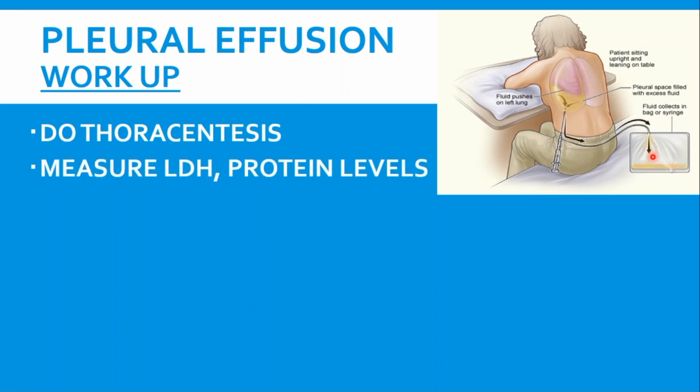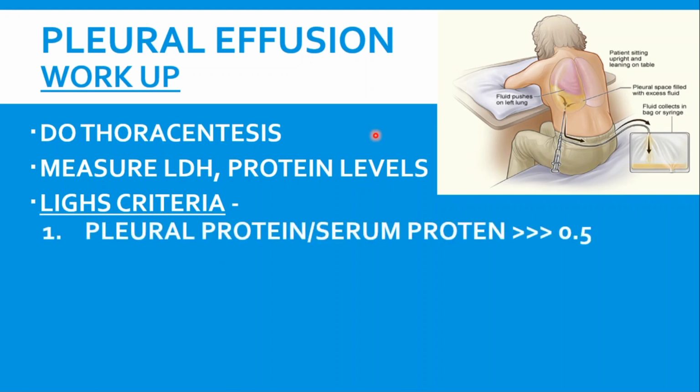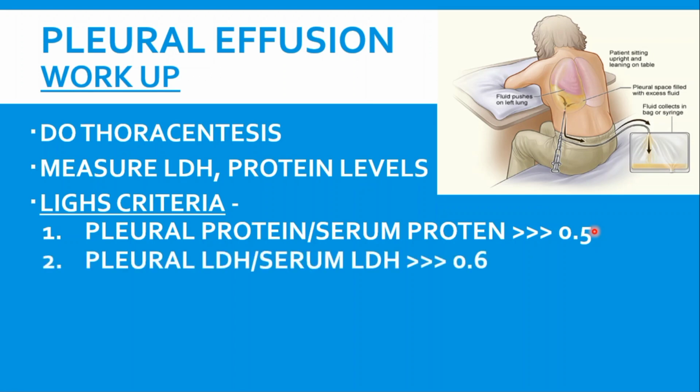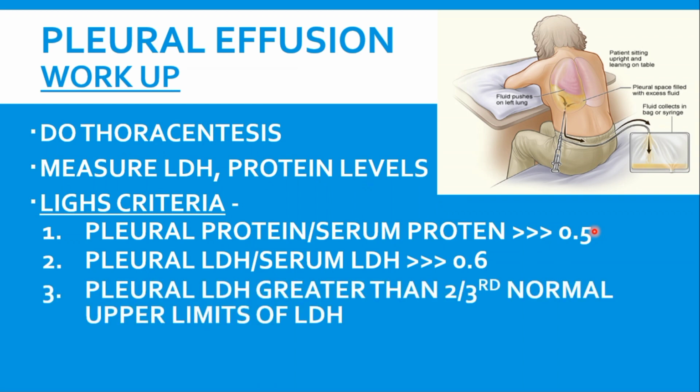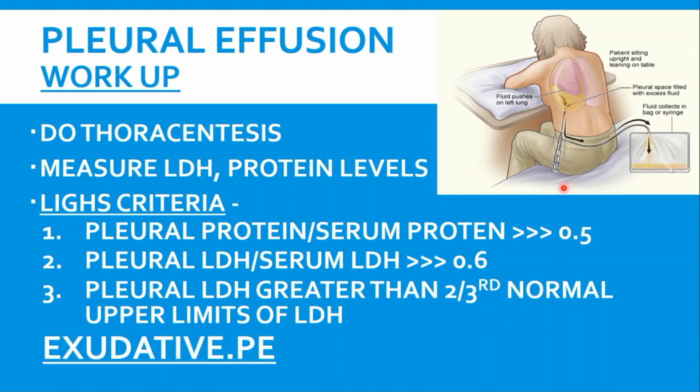You send it to the lab and ask them to measure the levels of LDH, lactate dehydrogenase, and the protein levels. Once you get the result back, check with Light's criteria. Light's criteria says that if the pleural protein divided by serum protein is more than 0.5, or the pleural LDH over serum LDH is more than 0.6, or the pleural LDH is greater than 2/3 of the normal upper limit of LDH, this effusion would be an exudative pleural effusion.